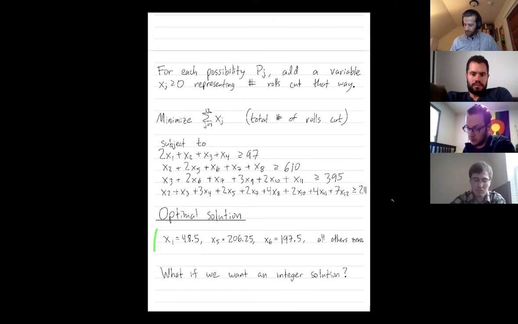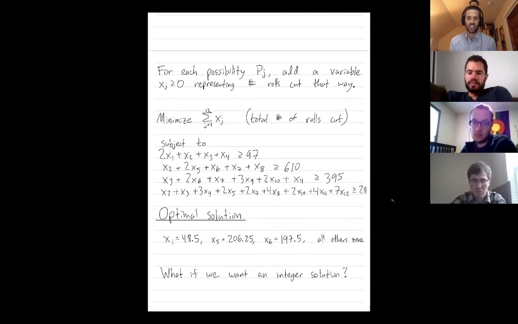When you solve it, you find that your optimal solution is not integer. The number of rolls we want to cut by pattern 1 is 48 and a half. So the easiest thing to do here is to round up. Do 49 rolls by pattern 1 and do 207 rolls by pattern 5. Do 198 rolls by pattern 6.